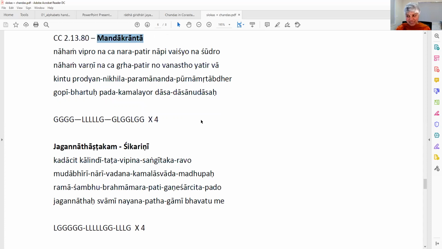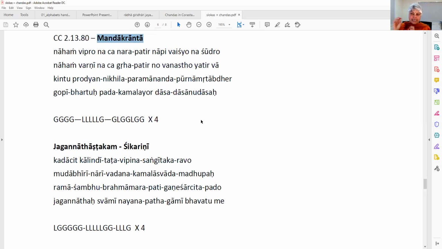Because what actually happens here is, look at this. Kadachit kalindi tata vipina sangeeta karavo. There is a gentle break. When you look at the Mandakranta, there are breaks. These are called yati. Where it ceases, there is a small little break in the tune itself, in the meter itself.